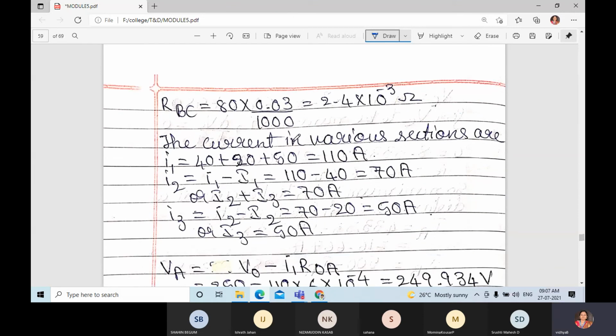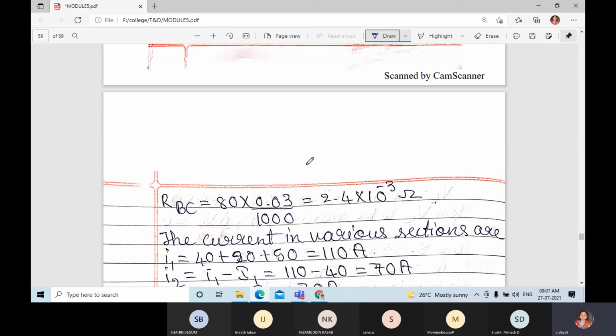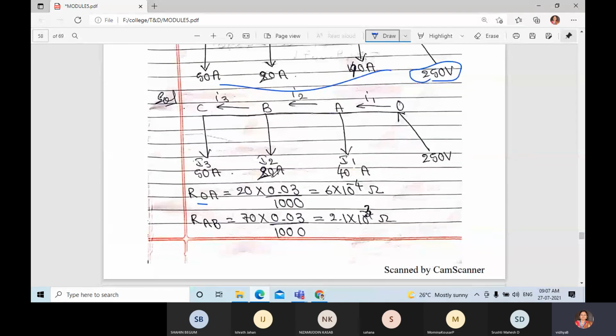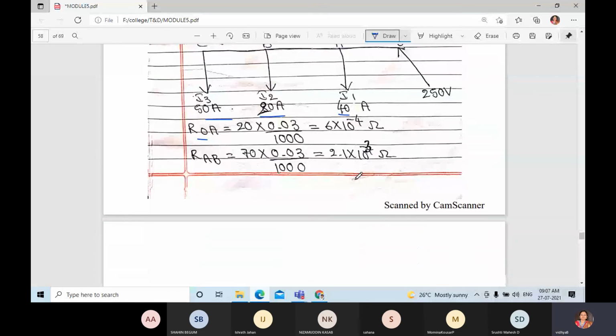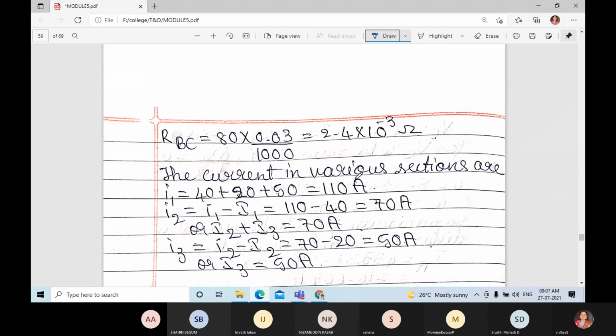Next, the currents in various sections are I1, I2, I3. How should we find them? I1 is equal to 40 plus 20 plus 50. How did we get that? They have given the loads 50, 20 and 40, that is the overall, so I1 is equal to 110. What about I2? I2 is equal to I1 minus the load current at A, so you will get 70 amps. I3 is equal to I2 minus the next load current, 70 minus 20, so you will get 50 amps.